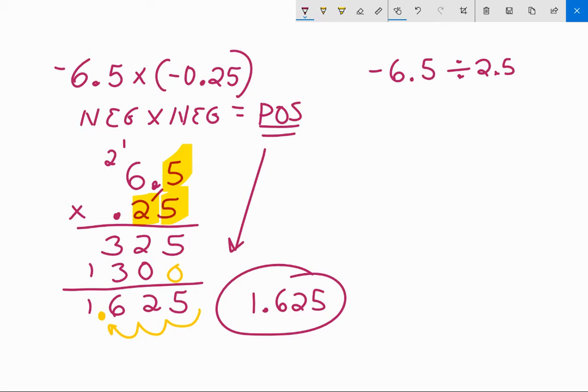Okay, the second problem, negative 6.5 divided by 2.5. I would first think about the sign right away, just so you don't have to worry about it anymore. We have a negative divided by a positive. The signs are different, so it's negative. A negative divided by a positive is always negative. So I'm going to ignore that till the very end and make sure my answer is negative then. I'm just going to focus on taking 6.5 divided by 2.5.